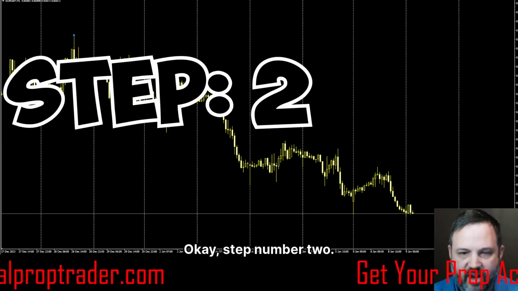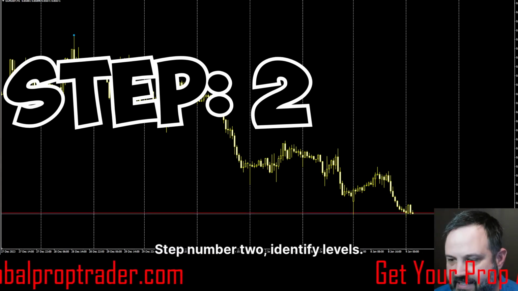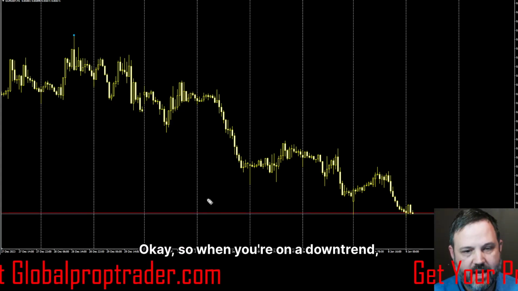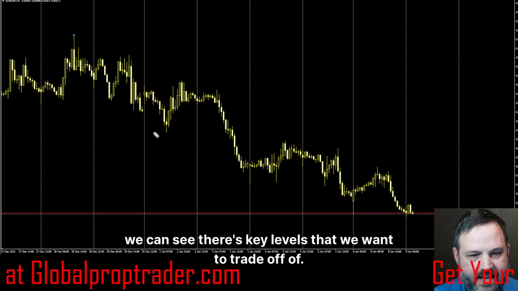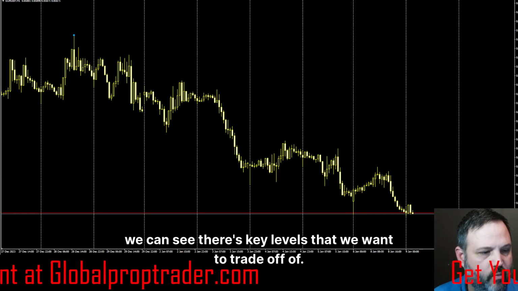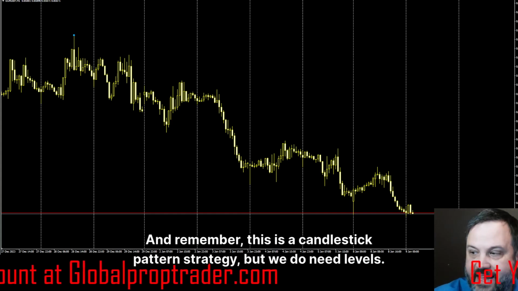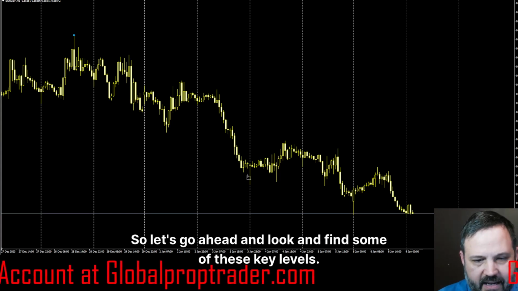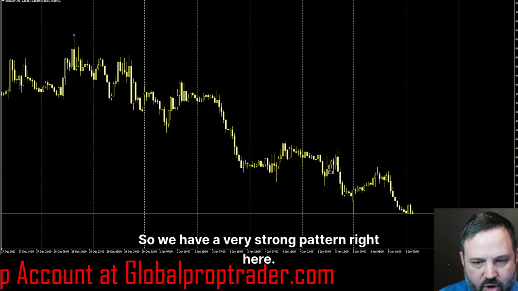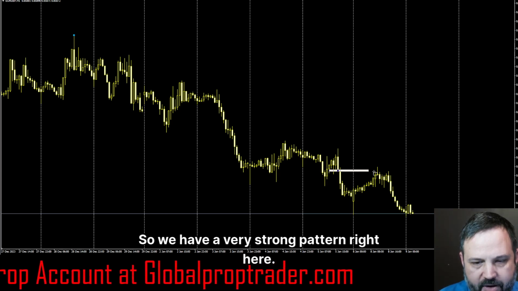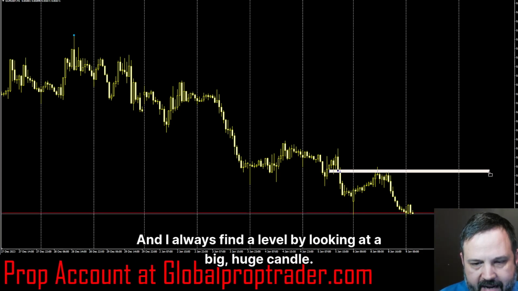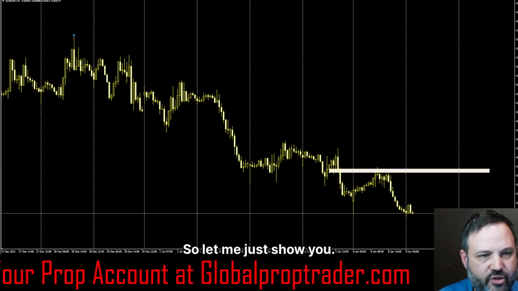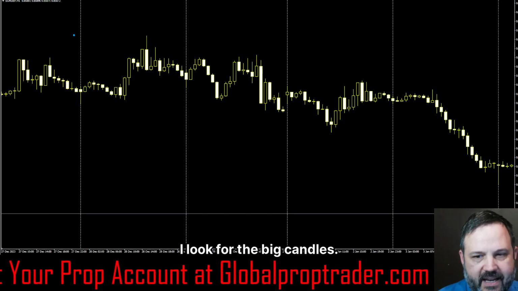Okay, step number 2, identify levels. When you're in a downtrend, we can see there's key levels that we want to trade off of, right? And remember, this is a candlestick pattern strategy, but we do need levels. So let's go ahead and find some of these key levels. We have a very strong pattern right here, okay? And I always find a level by looking at a big, huge candle, right? So let me just show you. I look for the big candles.